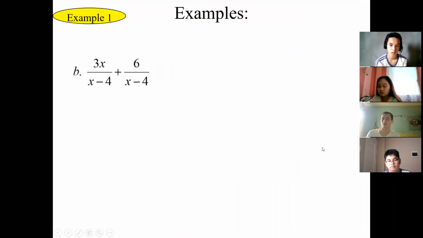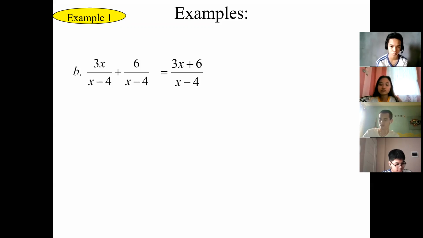Now to proceed, we have here example B. 3x all over x minus 4 plus 6 over x minus 4. You do have a common denominator. So what will we do then? We have to copy the denominator and directly add the numerators. 3x plus 6. And since 3x plus 6 cannot be combined further, you'll end up with the answer 3x plus 6 all over x minus 4.